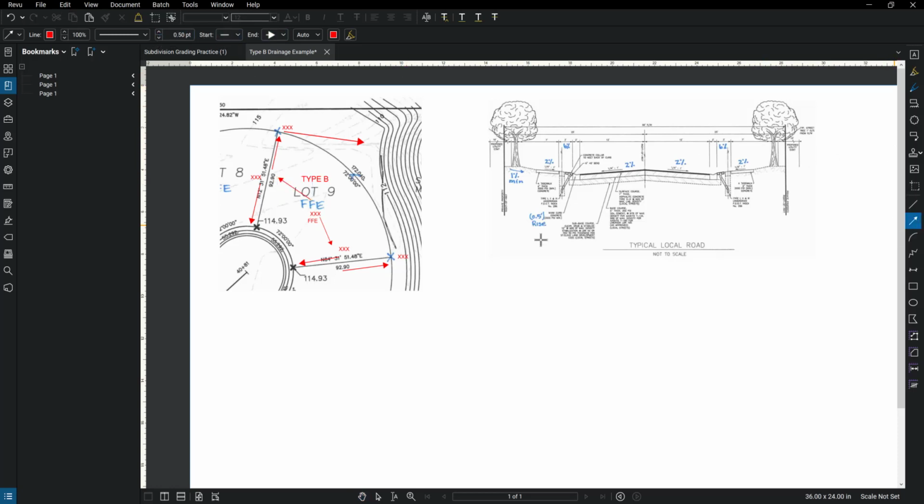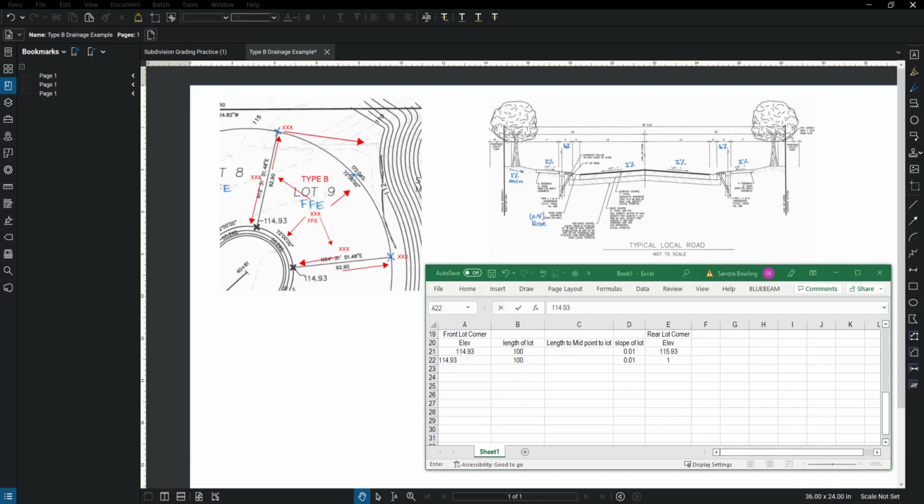Some of the water is going to go to the front. It's basically split in half. And water is going to go to the back. Okay. All right. So my Excel sheet.